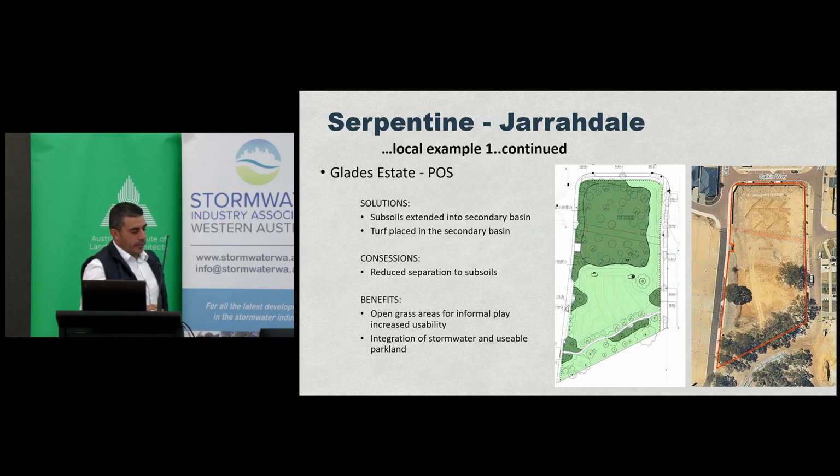So in working with the developer recently, we've come up with some solutions to install. In this situation, when we reviewed the system, it was clear that we had free-flowing outfalls for the system and the subsoil. So working with the developer, we've gone back, and the developer's retrofitted subsoils to the extent of the second basin in here. The design was revised, and turf was able to be installed in the basin.